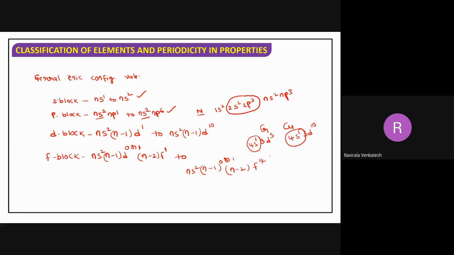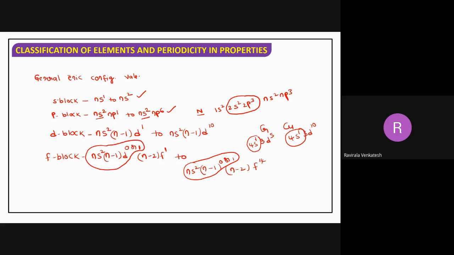So total how many will be there? In each period, you are going to have 14 elements. Totally we get 28 elements. Now see, if you observe the configuration, you are going to get (n minus 2) f1, (n minus 2) f2, like that up to (n minus 2) f14. And this will be common: ns2, (n minus 1) d 0 or 1.